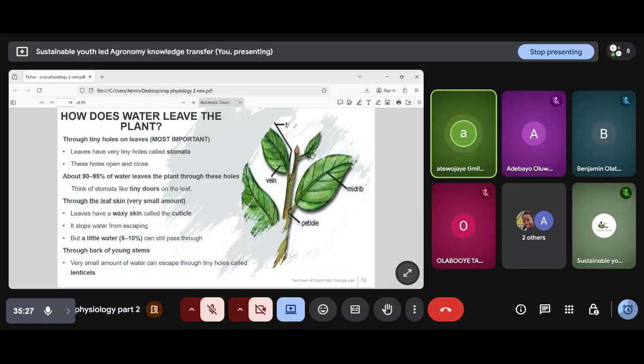So how does water leave the plant? Through tiny holes. You can see the stomata now. They're very important. You can see how important leaves are. Roots are very important, and leaves are very important. So if you prune anywhere, you can see what is going to happen to your plant. About 90% of water leaves the plant through these holes, tiny holes on the leaves. Let's move on.